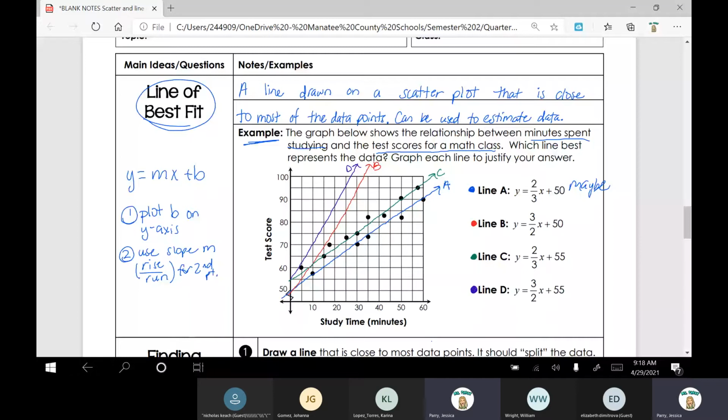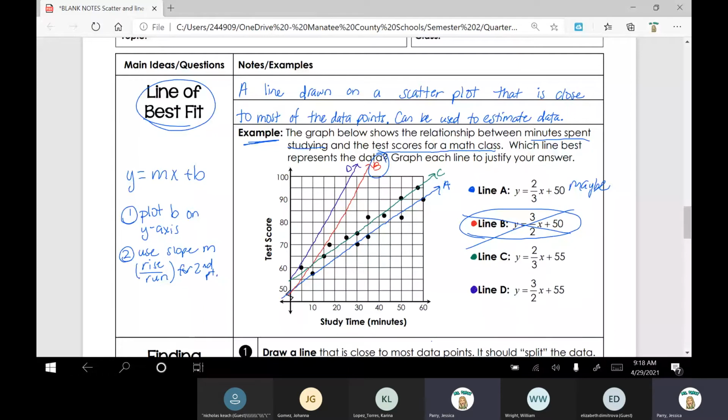B is the one that's in red. Okay, here's B. You can see the line B. It's like nowhere near our points. It's way off in the middle of nowhere. So we can definitely say that A is way closer than B. So we'll eliminate choice B, line B, because A is currently way closer than B.